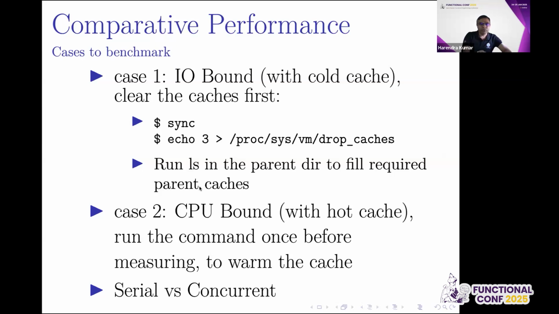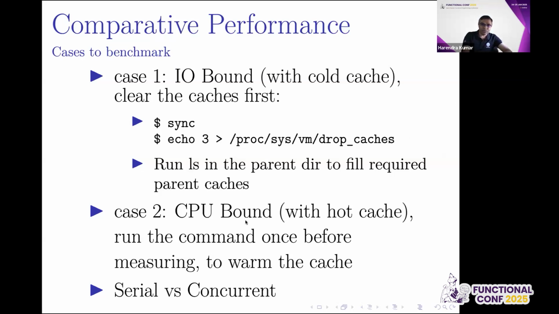Now in comparative performance, we'll take these cases: IO bound cases and CPU bound cases. In IO bound cases, we'll do with cold cache. We'll clear the cache on Linux. We'll use this command to clear all the caches. So all the caches are dropped and the caches are completely cold. So everything will be brought from disk using IO.